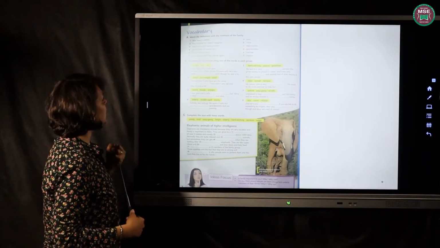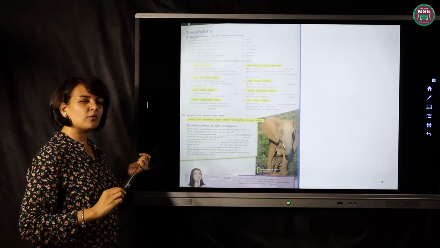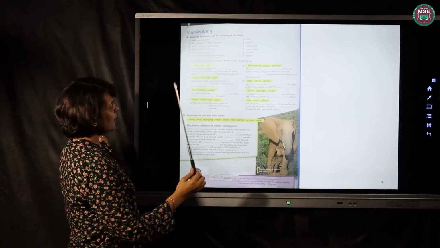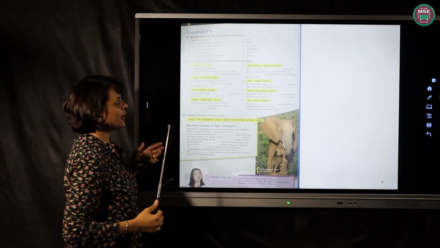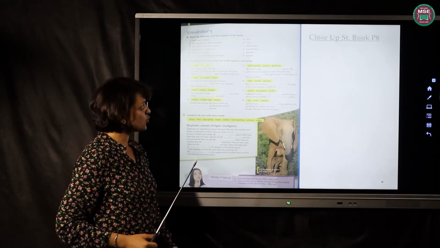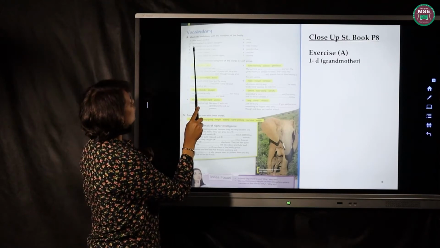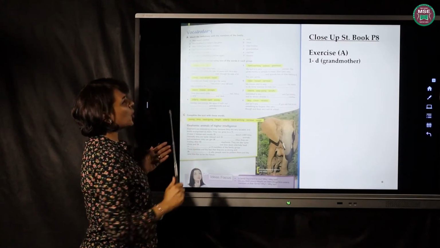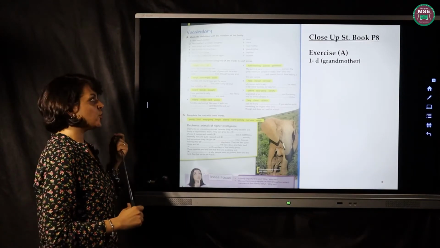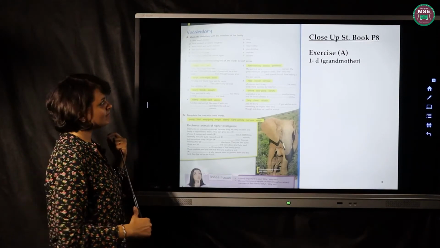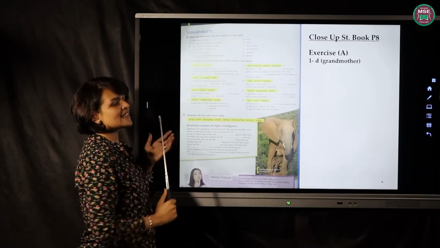So we have here your mom's mother. Who is your mom's mother? For sure, you will tell me, my grandmother. Number two, your brother's or sister's daughter. So when your brother or sister has a daughter, what shall we call her? Let's think together. For sure, it's the niece.